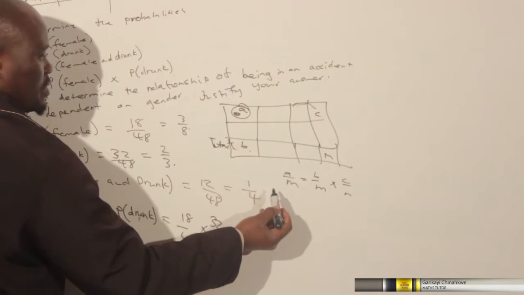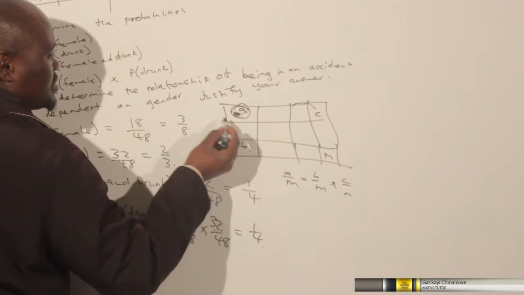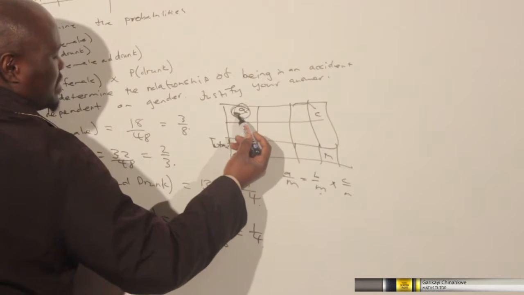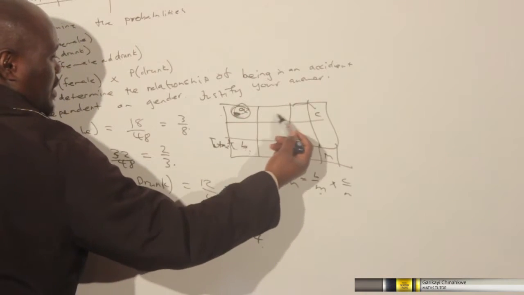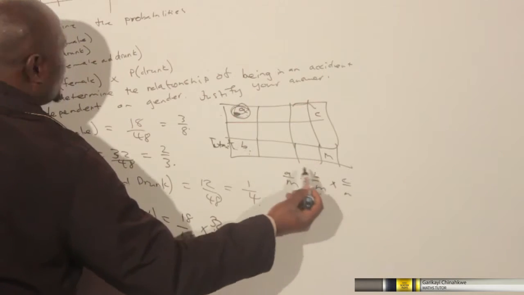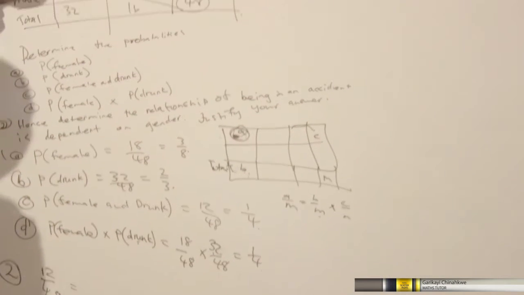Down this A, you're going to get B. You're going to say equals the last figure there, which is B over M. Then the last figure along the row where A is, which is C. So it's C over M. That's how you operate. Just like here, you're going to say 12 over 48.